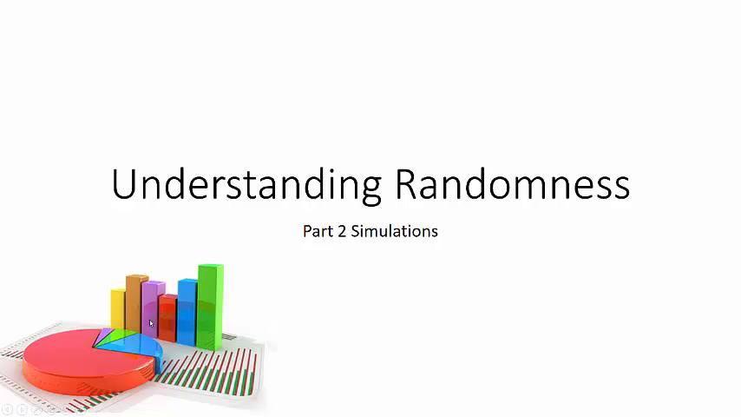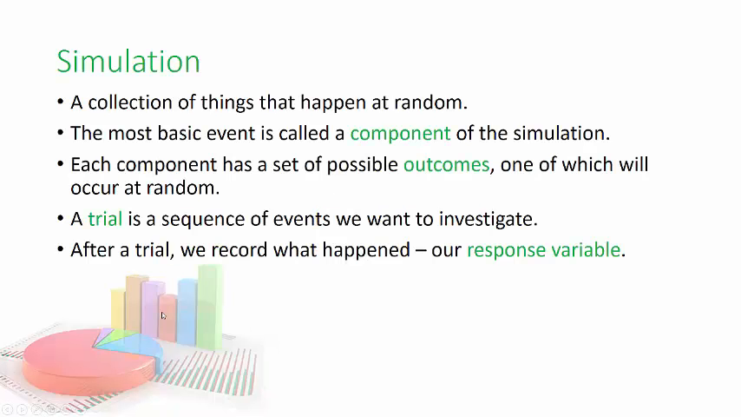Now we're going to look at simulating randomness. So what is a simulation? A simulation is a collection of things that can happen at random. The most basic event is called a component of the simulation. For example, if you were flipping a coin, that would be a component. Each component has a set of possible outcomes, one of which will occur at random. So if the component is flipping the coin, an outcome could be heads.